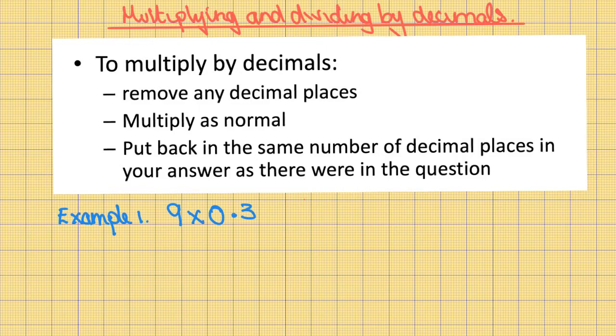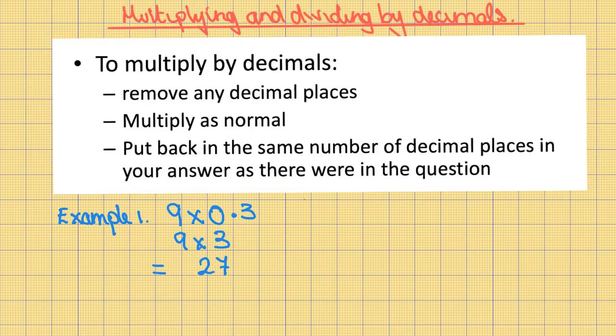Example 1, 9 times 0.3. So we take away any decimal places. So it becomes 9 times 3, which is equal to 27. Now we put back in the same number of decimal places in your answer as there were in the question.